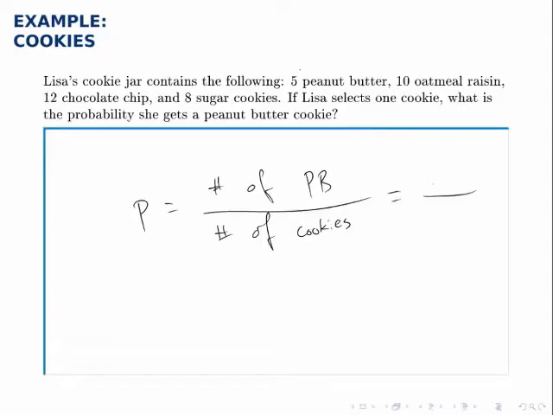If there are 5 peanut butter, 10 oatmeal raisin, 12 chocolate chip, and 8 sugar cookies, that's a total of 35, if we add up those 4 numbers. And there are 5 peanut butter cookies, so the probability of drawing a peanut butter cookie is 5 out of 35. The number of ways that can happen divided by the total number of possibilities. Once we have that, we can either leave the answer this way, or we can simplify the fraction to 1/7, or write it as a decimal or a percentage. Again, any one of them is fine, as long as we get the right number.